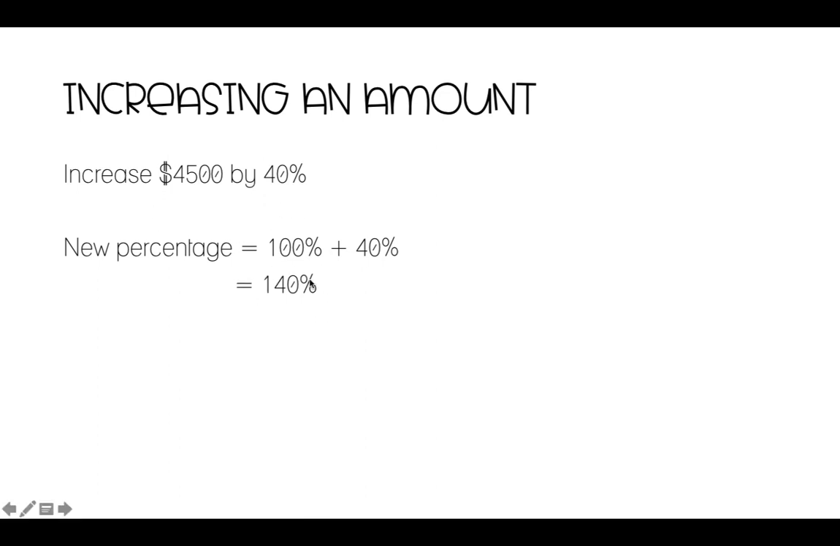Now converting that into a decimal, so we're dividing it by 100, we move the decimal place 2 places, which gives us 1.4 as a decimal. Now what we're going to do is multiply 4,500 by 1.4, which in total gives us 6,300.